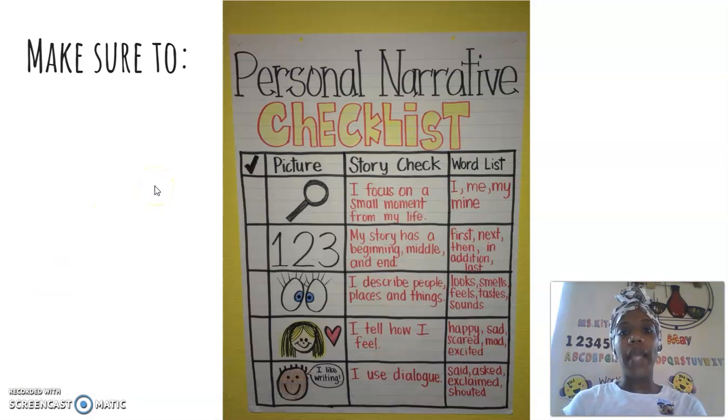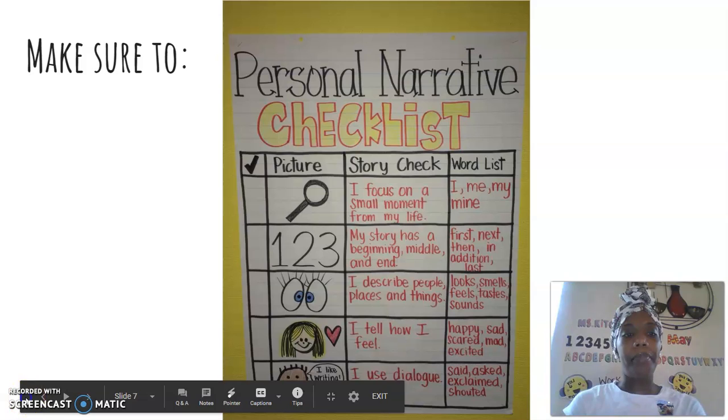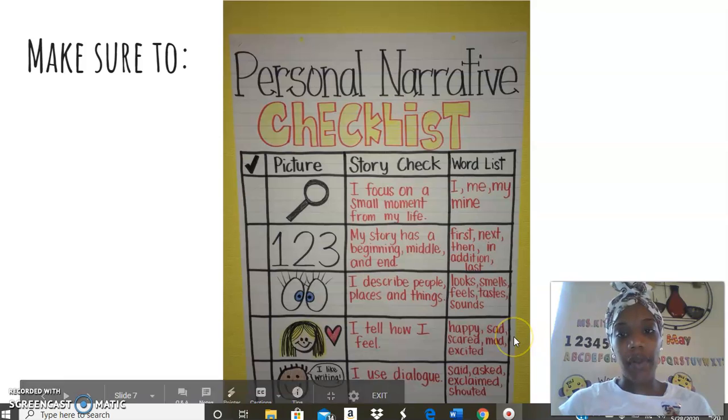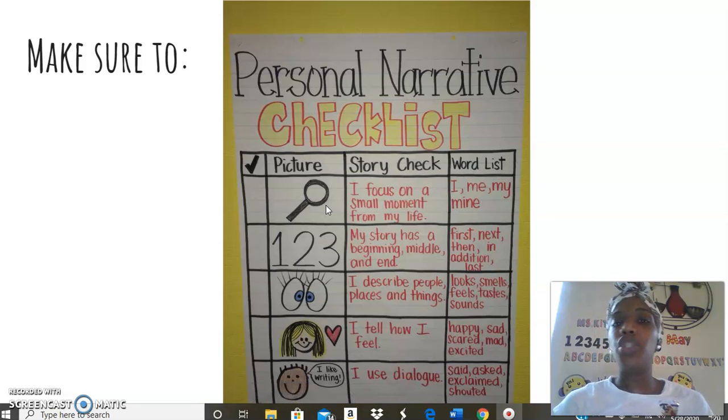Now, in our personal narrative, you are supposed to use this personal narrative checklist to guide your writing, making sure that you have all of these sections in your writing. Here you are supposed to make sure you have your picture with many details, explaining exactly what your words are telling your readers. You also want to make sure your story has a beginning, middle, and ending using transition words such as first, next, then, in addition, or last.